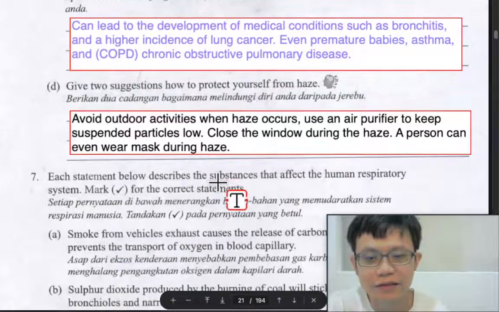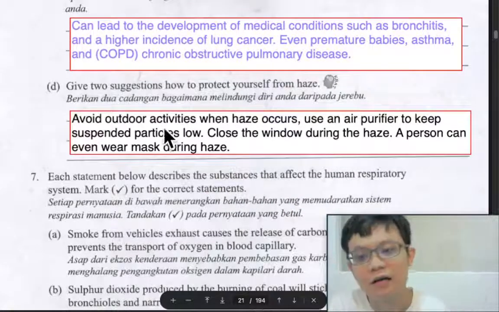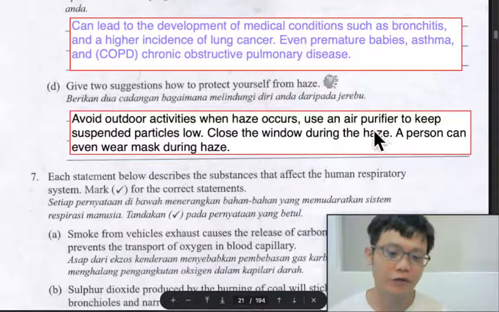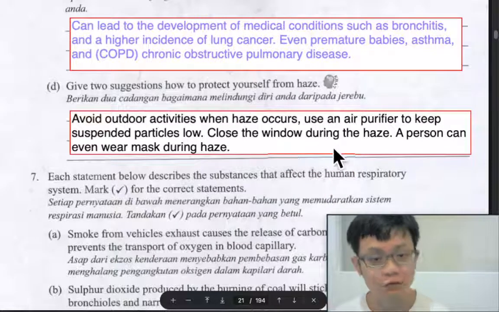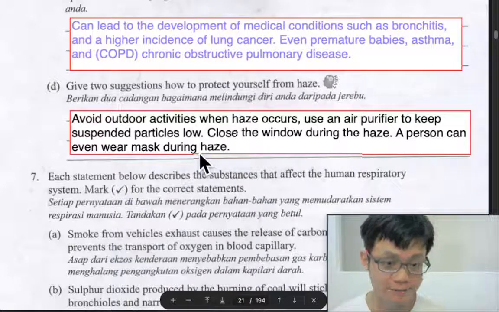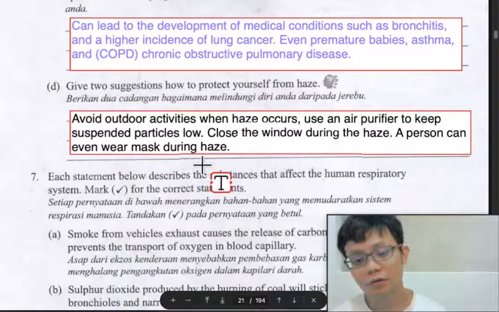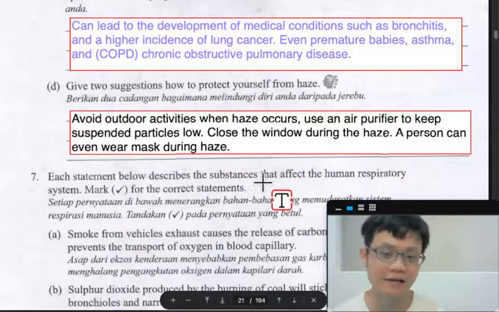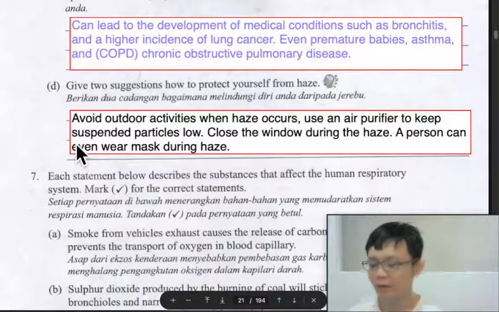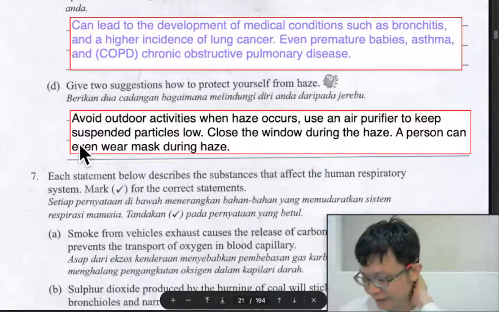Many answers you can write. Don't leave it empty. How to protect yourself from haze? Avoid outdoor activity, this one you know. Use air purifier. The reason I don't put air purifier is because air purifier is very expensive. But you can close the window, drink more water, or a person can wear a mask during haze. So yeah, many answers you can write, but I think 2 points should be enough. Okay, so up until here, is there any question?